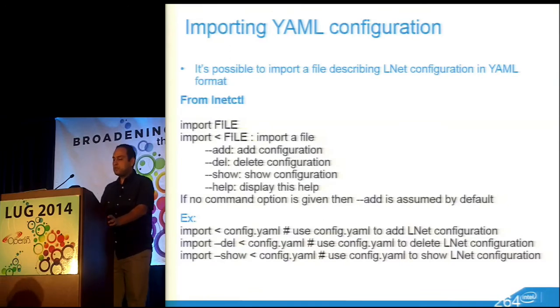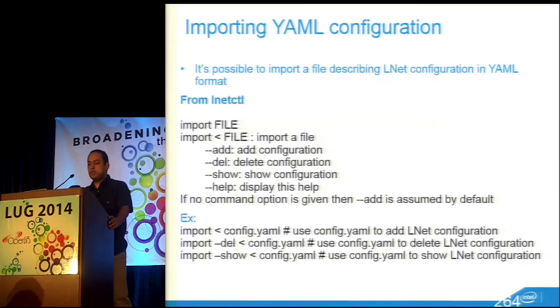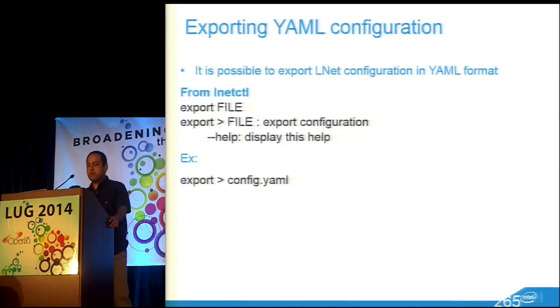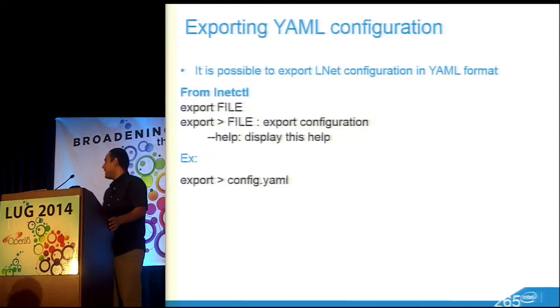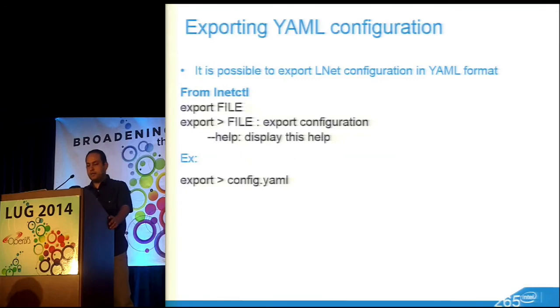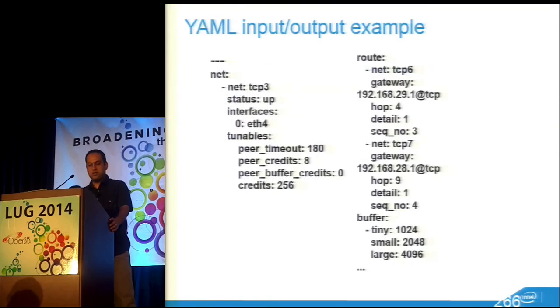The reverse is also possible. Say you configured a node and you want to persistently hold the configuration in some file, and then on reset of the node you want to be able to reconfigure it. You can export the configuration, dump it into a file, and then re-import it once the node comes up, through a script, for example. Here's an example of a YAML file. This one describes one net, two routes, and the buffer.